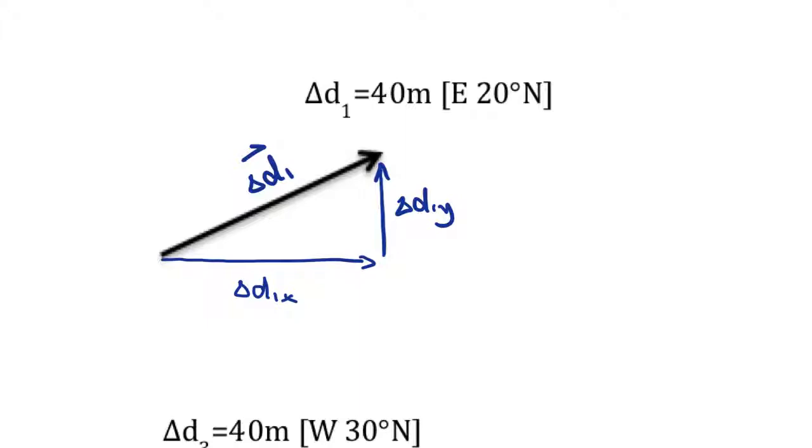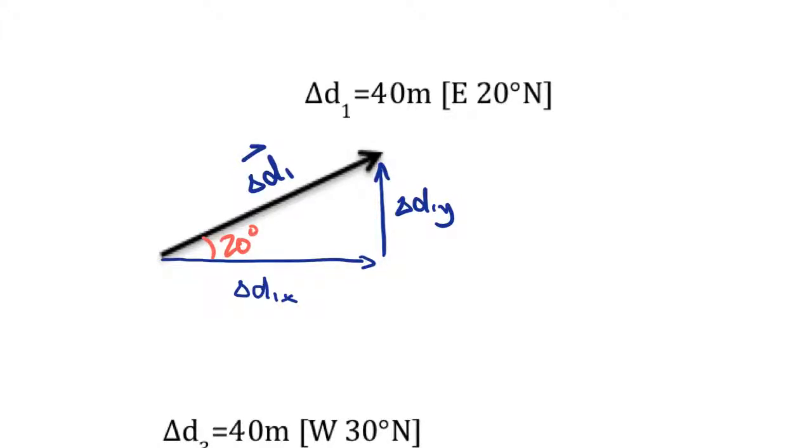Well, we know the angle is east 20 degrees north. So is that the right angle? Do we have that angle? Is it this angle here or this angle here? Well, if we think about it for a second, east, so we start by going east, and then we go 20 degrees north, right? So that makes sense that this is the 20 degrees here.